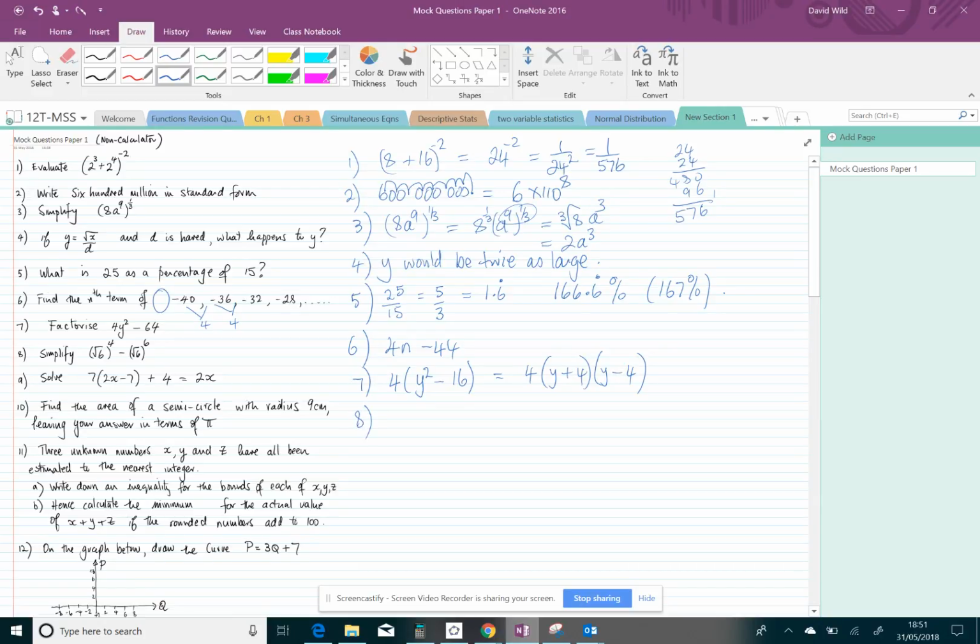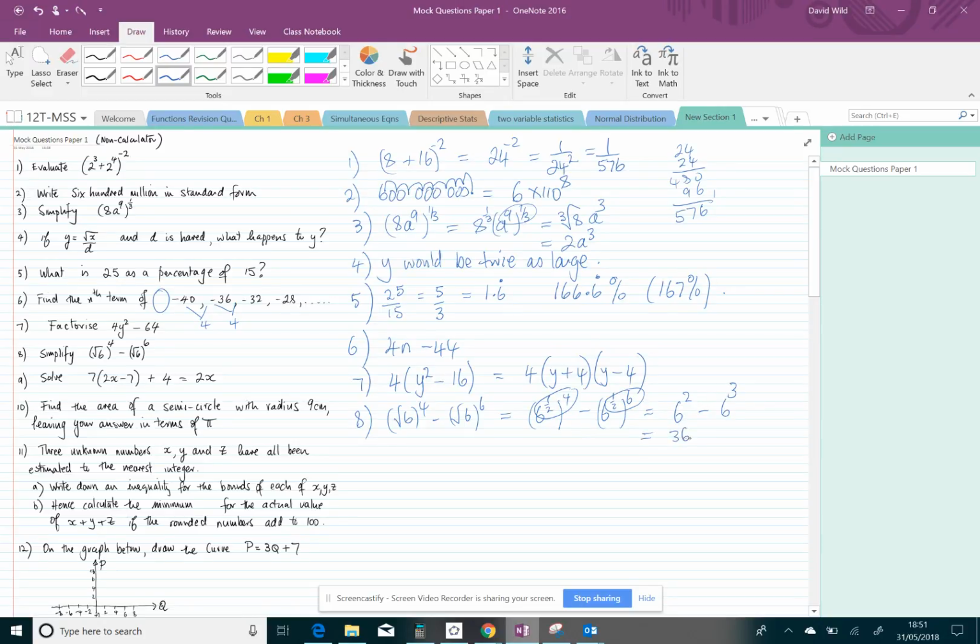Question 8. Simplify (root 6) to the 4 minus (root 6) to the 6. Well, the easiest way to do this is to use laws of indices. So root 6 is 6 to the half, to the power 4, minus 6 to the half to the power 6. And we multiply these indices together. So 4 times a half is 2, so this is 6 squared minus 6 cubed.